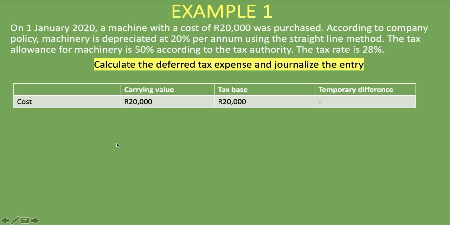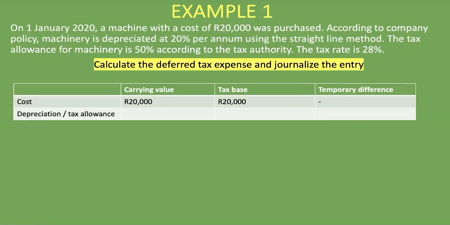Now, what is the cost of the asset? Well, the cost of the asset according to our books is 20,000 Rand, and the tax base is also 20,000 Rand. So there's no temporary differences on the cost of the asset. Now we calculate our depreciation of the asset. What is the depreciation of the tax allowance? Well, the depreciation based on our books is 20% per annum using the straight line method. So what are we going to do? We're going to take the 20,000 Rand times 20% and we'll have our depreciation for the first year. So the 20,000 Rand times 20% will give us 4,000 Rand as the depreciation based on our accounting rules.